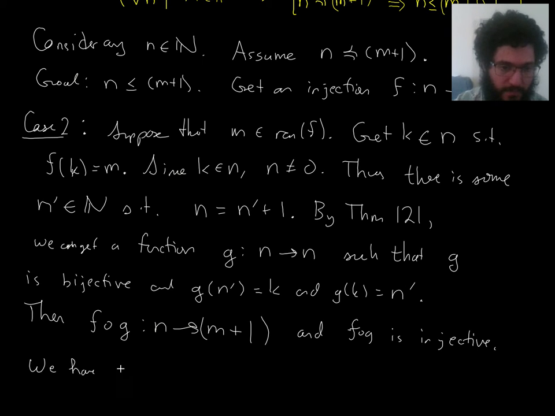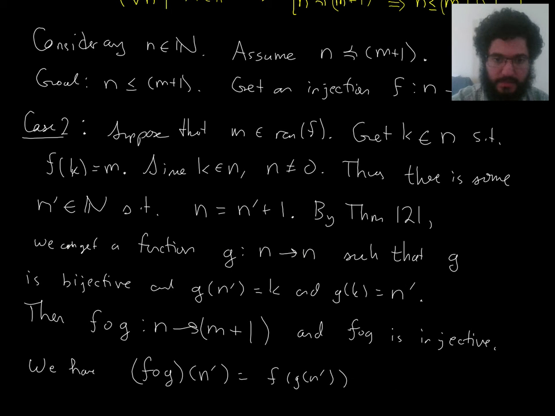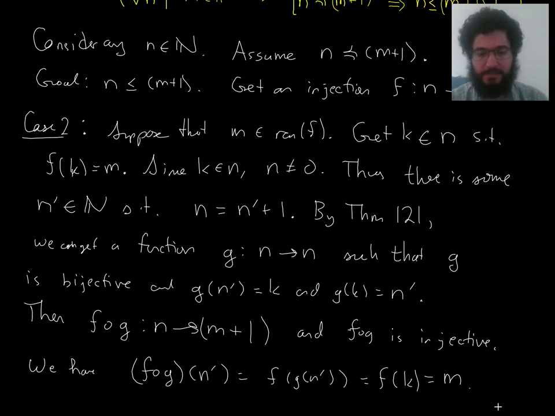Let's apply F composed with G to n prime. That's F of G of n prime, right? But G of n prime is k, so that's F of k. And k was chosen, it was its purpose in life, k's purpose in life. It was gotten for the purpose of having F of it be m, right? That is the entire point of k. So here we are. F composed with G sends n prime to m.